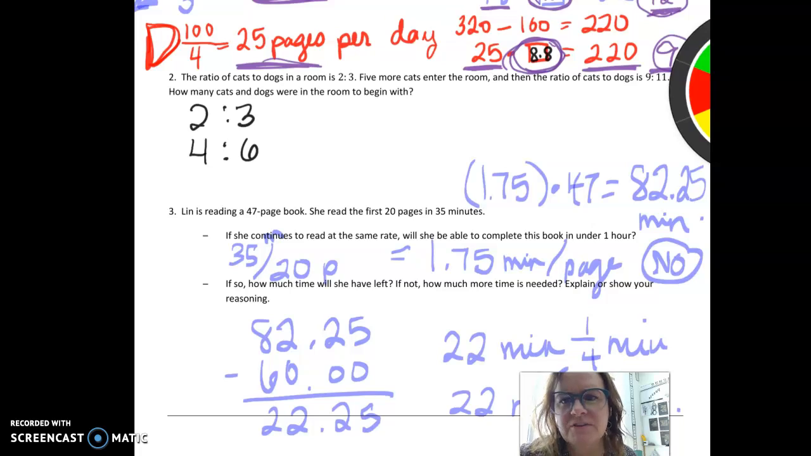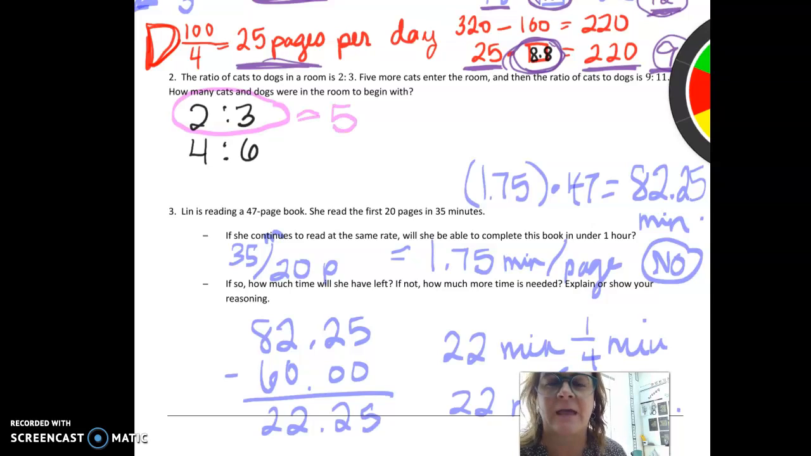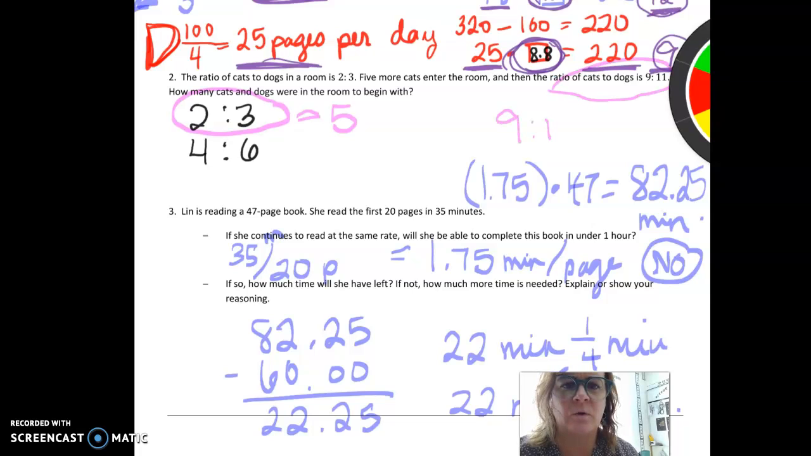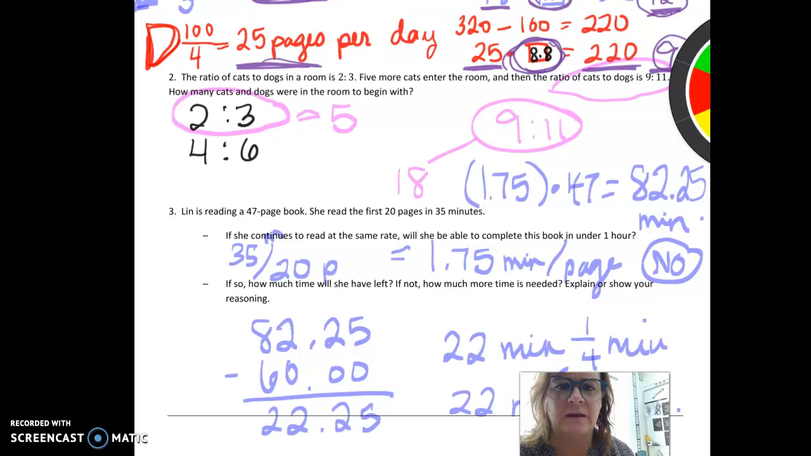Okay, in number 2, the ratio of cats to dogs in a room is 2 to 3, and 5 more cats enter the room, and then the ratio of cats to dogs is 9 to 11. So I want us to look at this ratio. If the ratio of cats to dogs in a room is 2 to 3, then that means there are 5 animals in the room. We're going to look at the ratio of cats to dogs being 9 to 11. So now there are 18 animals in the room, right? We know that 5 of those animals are cats. So we have a 13.